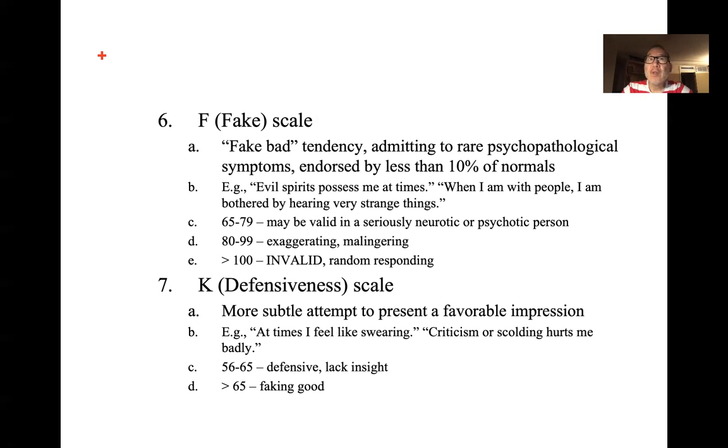Yeah, so if you're between a T-score of 65 to 79, it may be valid, but the person is just really seriously neurotic, or someone suffering from psychosis. Okay, if you're more at about 80 to 99, it suggests exaggeration or malingering. Yeah, and clearly, if it's above 100, you just can't rely on what's being presented on that MMPI.